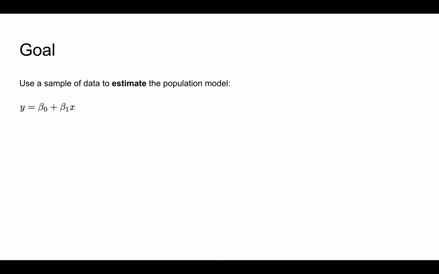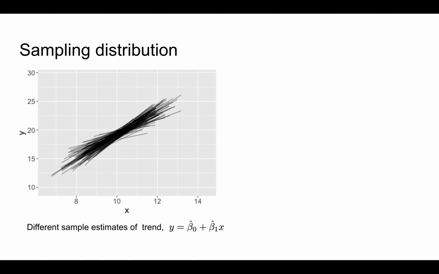Consider an example. Suppose we are interested in using sample data to estimate the population model of the relationship between y and x. That is, y equals beta 0 plus beta 1 x. As we've observed, different samples will produce different estimates of this model, these estimates being denoted by beta hat 0 plus beta hat 1 times x.